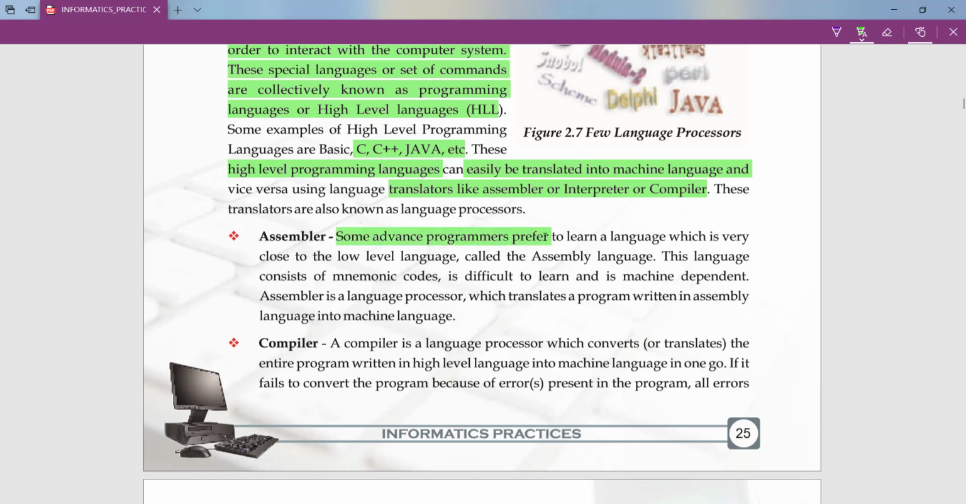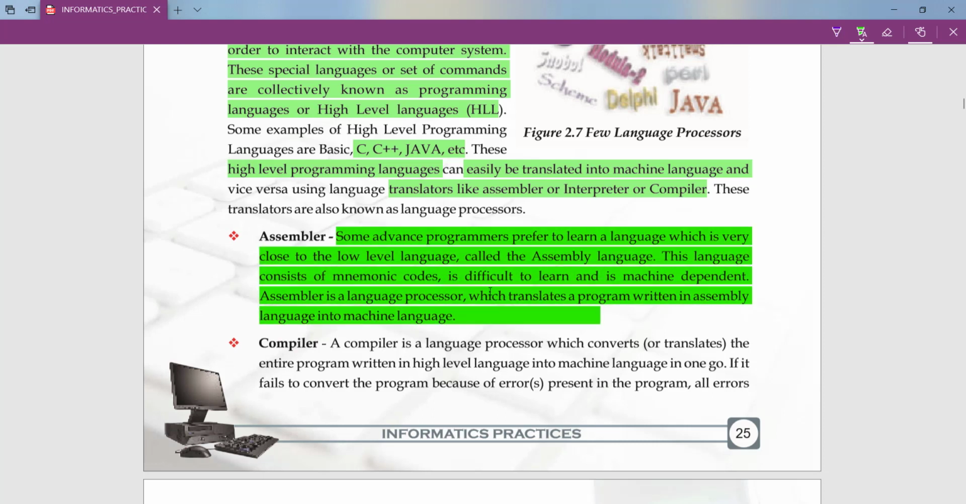Some advanced programmers prefer to learn a language which is very close to the low level language, called the assembly language. This language consists of mnemonic codes, is difficult to learn and is machine dependent. So an assembler is a language processor which translates a program written in assembly language into machine language. So this is the definition of assembler.